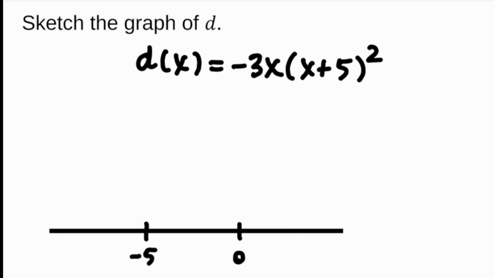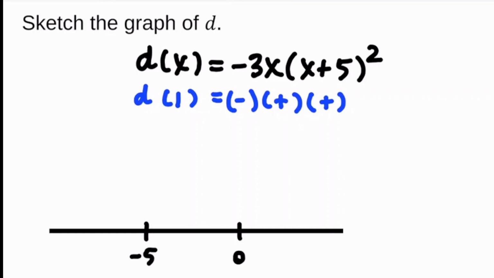Yeah, I'm going to make a sign chart. I'm going to use a test point. I'll use x equals 1. So if I plug in 1, I'll get negative 3, which is a negative number, times 1, which is a positive number, times 1 plus 5 is 6 squared, which is definitely going to be positive, so that's negative. So I'll put that over here.